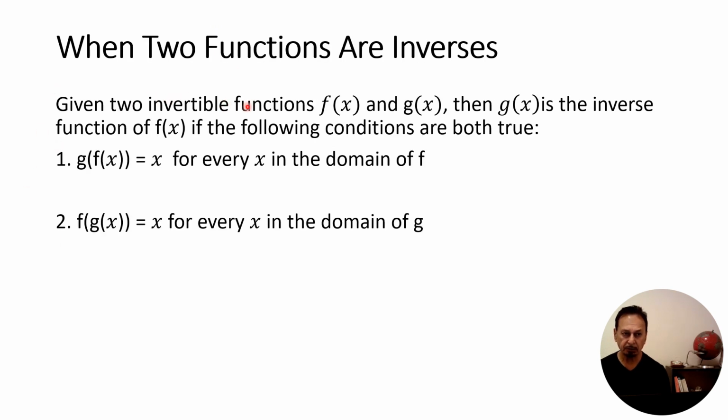When two functions are inverses: given two invertible functions f of x and g of x, then g of x is the inverse of f of x if the following conditions are met. Number 1, g of f of x is equal to x for every x in the domain of f, and f of g of x is equal to x for every x in the domain of function g.